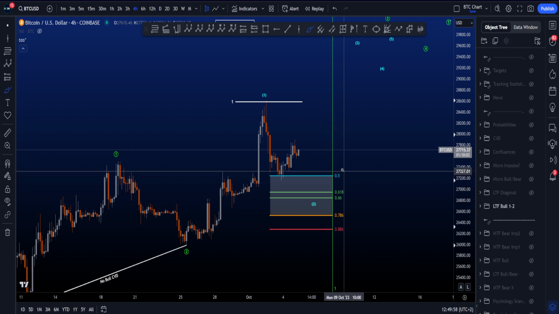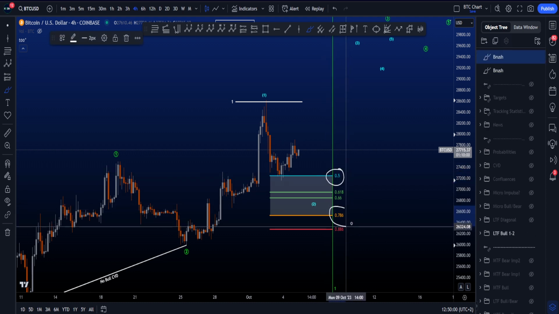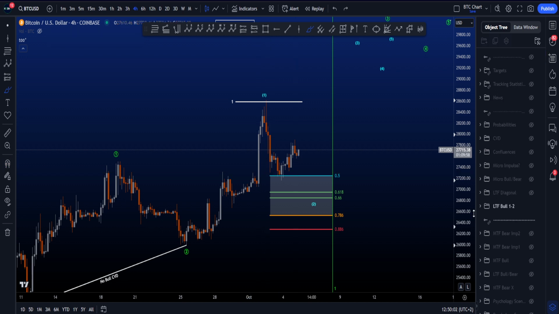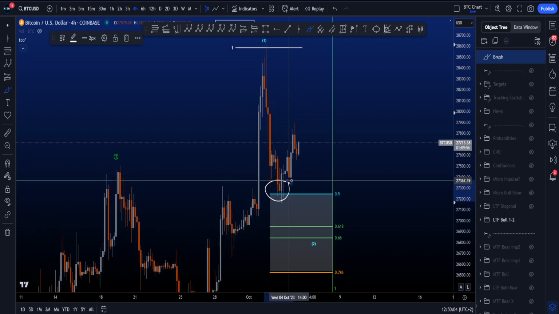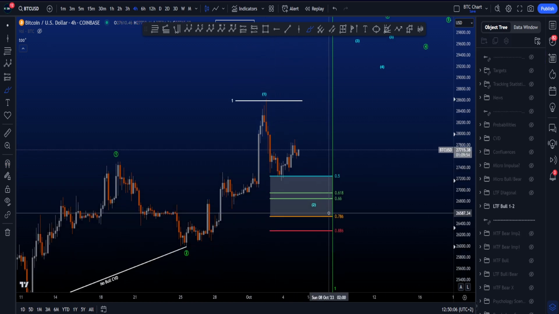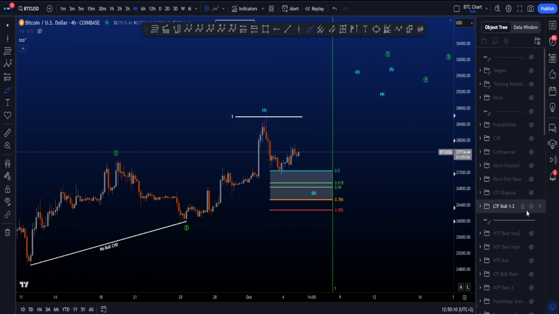Also for this wave 2, most commonly targets are the 0.5 to the 0.786. 0.5 has been hit over here and very nicely respected, as you can see on the 4-hour chart. Lowest target 0.786 for a wave 2 at 26.5k.